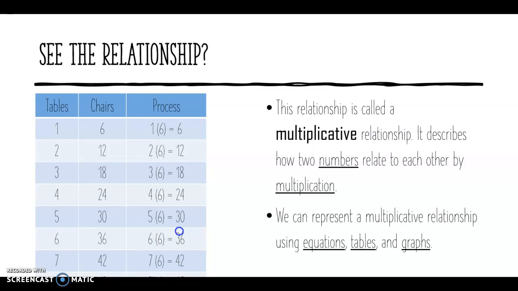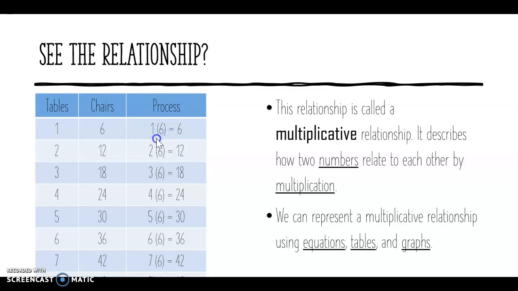So when we were going through that, I hope you noticed that each time we increased the tables by 1, the chairs increased by a multiple of 6. So it went from 6, 12, 18, 24, 30, 36. The relationship here is called a multiplicative relationship. A multiplicative relationship describes how 2 numbers relate to each other by multiplication. So the process that we used whenever we were seeing how many chairs we could have depending on how many tables we had was we multiplied.